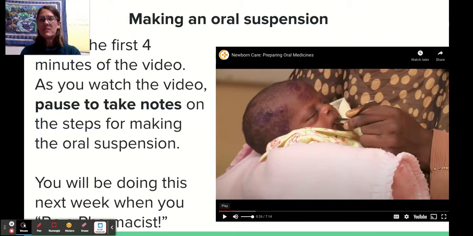The word dose, she will say a lot, DOSE, and that is the amount of medicine that the baby is supposed to have each time it takes medicine. So the dose must be accurate in order for the baby to be healthy.